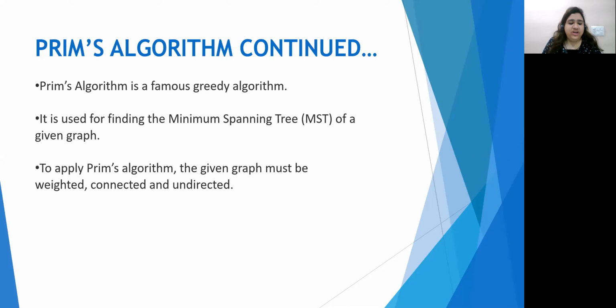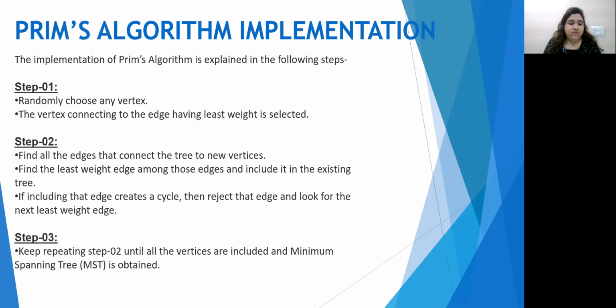Now let's look at the various steps involved in applying Prim's algorithm to find the minimum spanning tree of a given graph. Step number 1 says that we can arbitrarily choose any vertex as the root vertex from the given graph. And then we start connecting the root vertex with the edge having the least weight from all the outgoing edges connecting the root node with the other vertices of the graph.